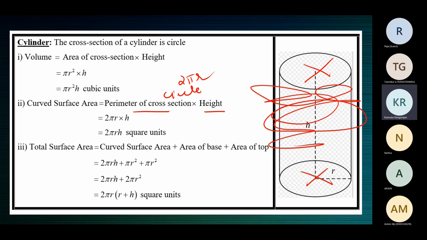Next is the total surface area. Total surface area is the curved surface area plus the area of the base or the bottom plus the area of the top. What is the curved surface area? 2 pi r h. We found here 2 pi r h. What is the area of the base? The base is a circle. What's the area of the circle? Pi r square. Area of the top. What is the top? It's a circle. What's the area? Pi r square.